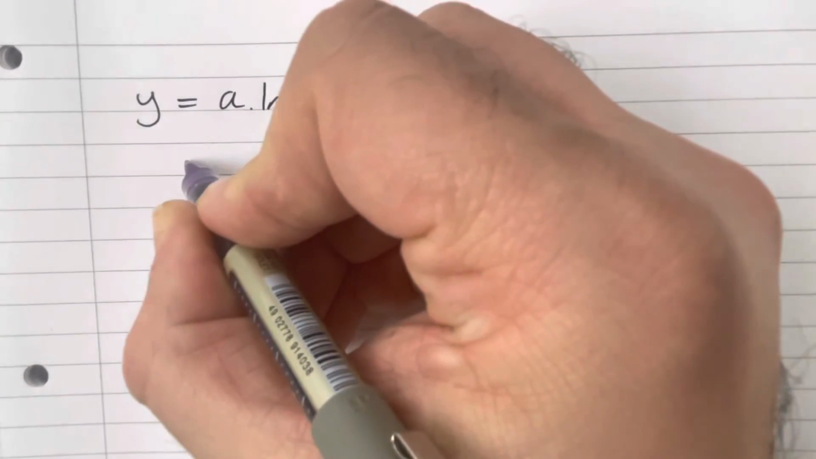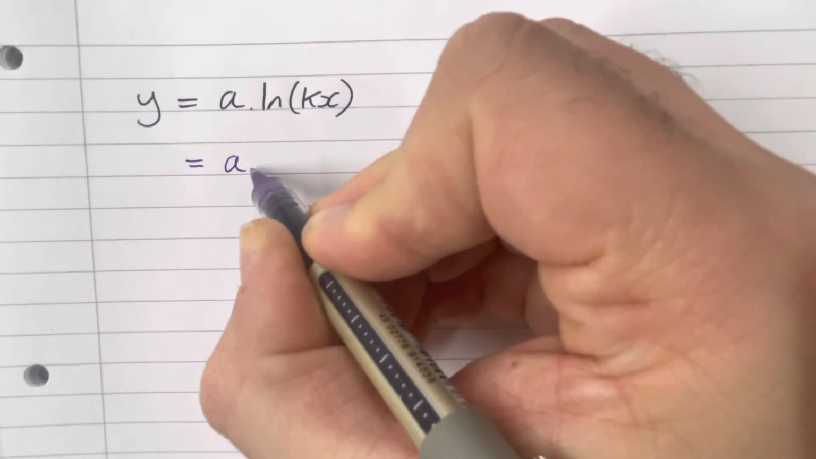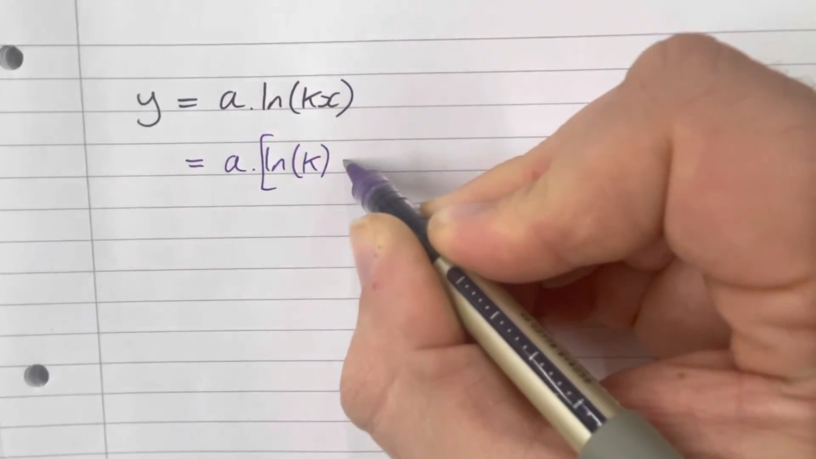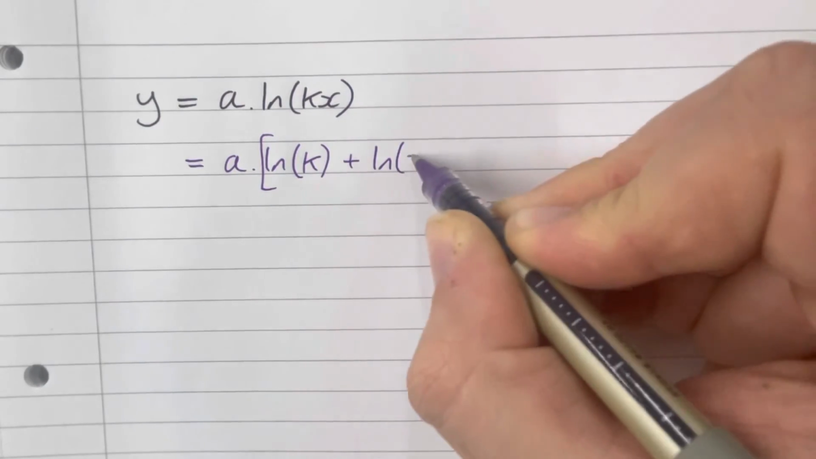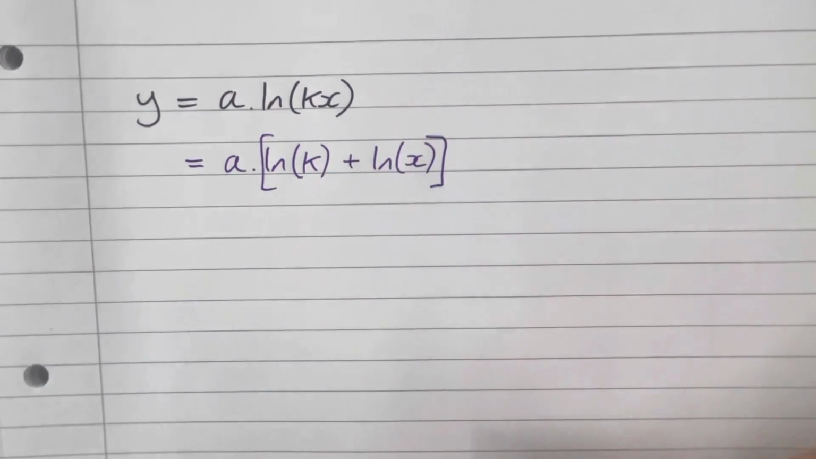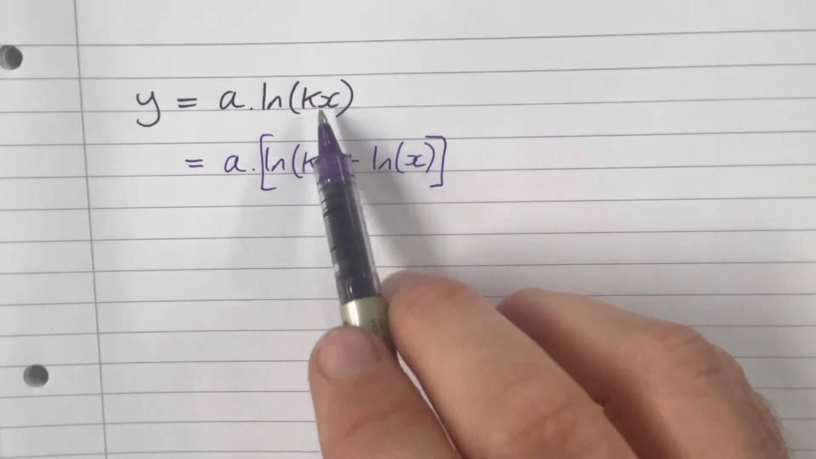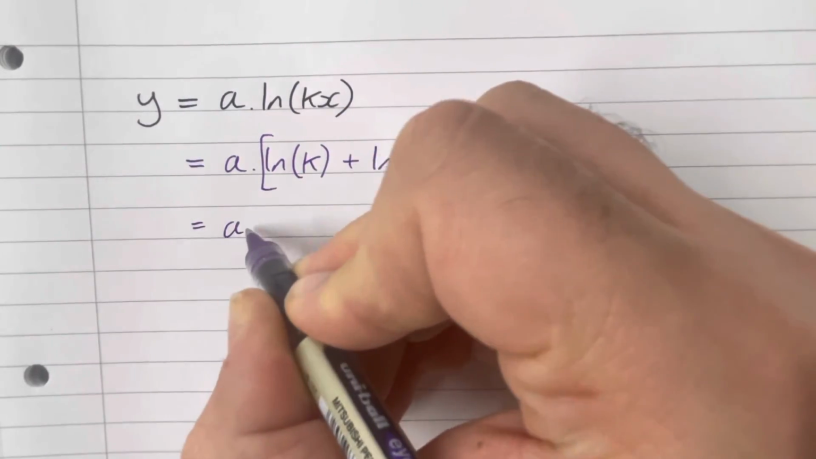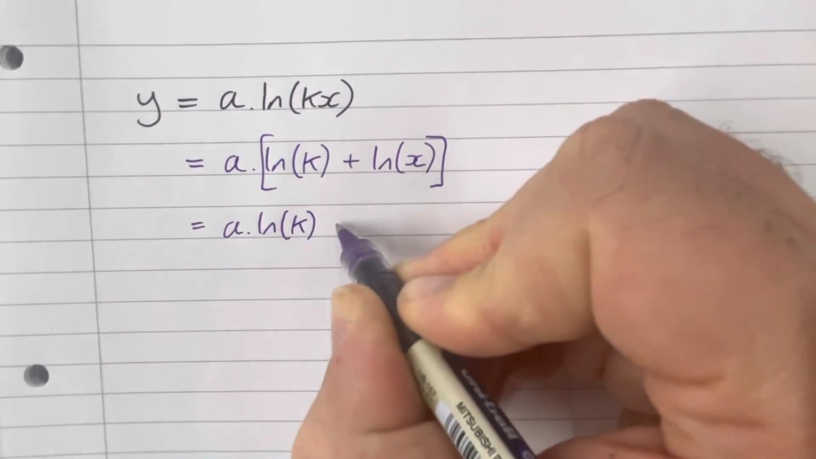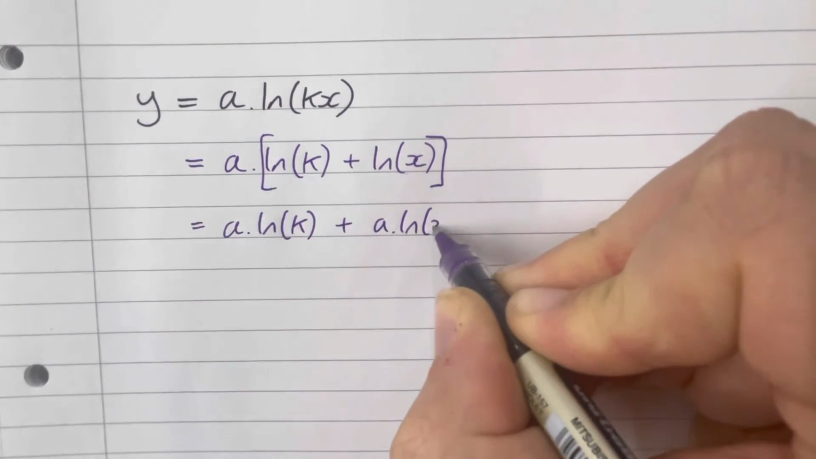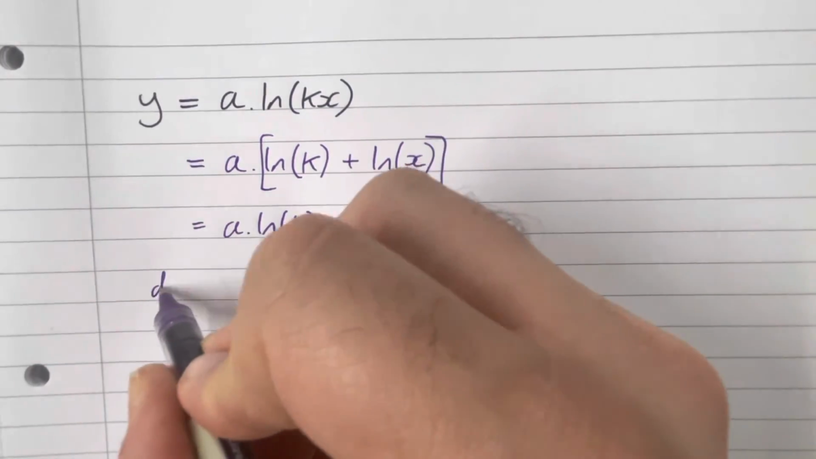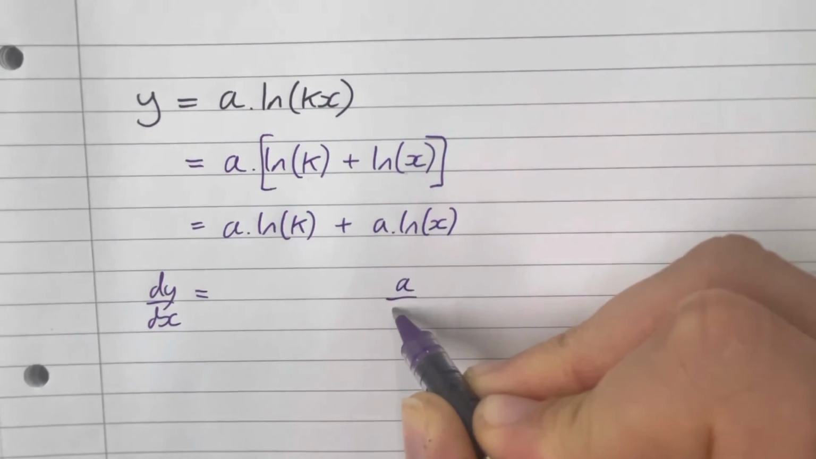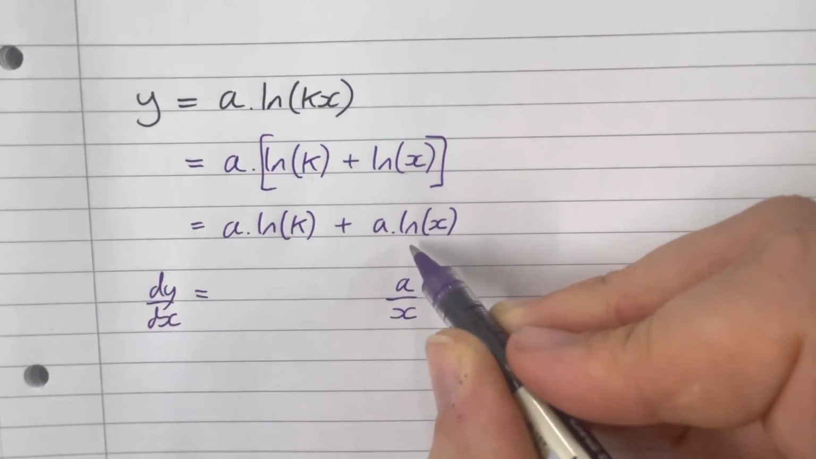So what I'm going to do is I'm just going to use a log law here to say that this is a times the natural log of k, then plus the natural log of x. It's a log law. Okay, if you've got a product of 2 things in a log, you can split them out into 2 separate logs with an addition. So that is going to be a times the natural log of k plus a times the natural log of x. So when we differentiate this, dy by dx, that is going to go to the a on x as promised.